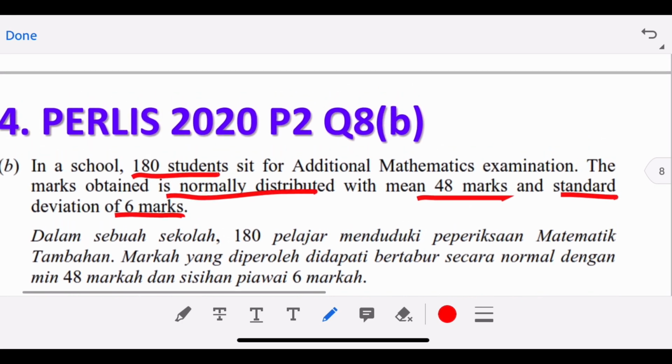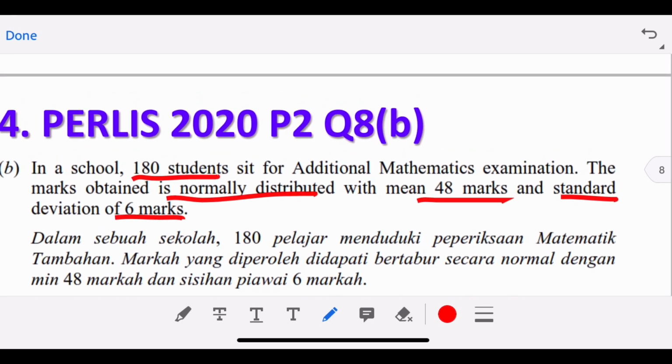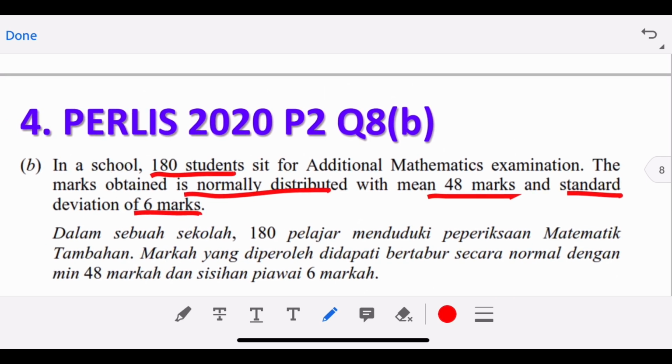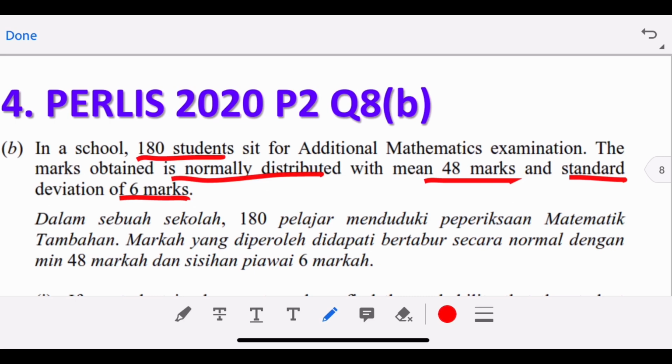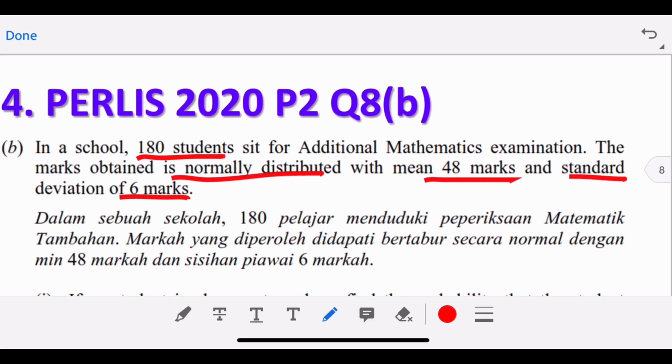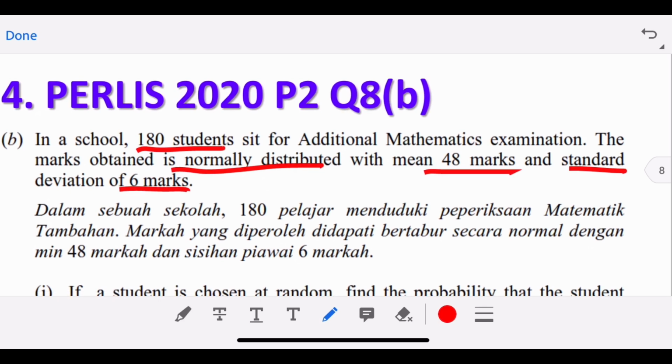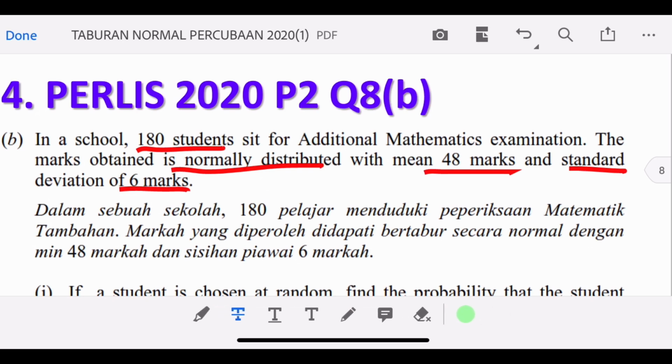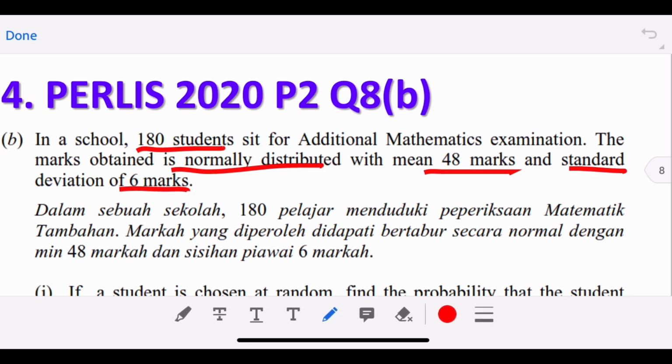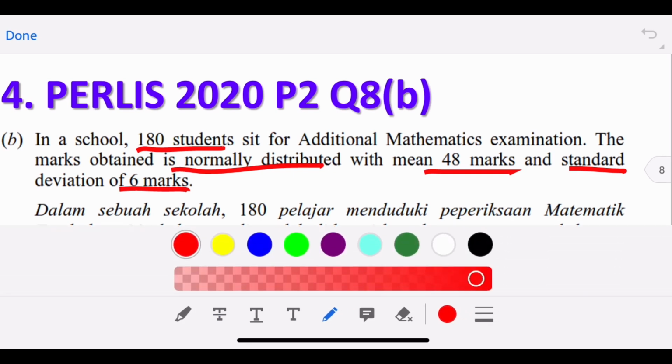Okay, so again we have 180 students with a mean of 48 marks and standard deviation 6. You can jot down, and then we are asked to find the probability for the students' marks between a certain range. Then after that we are given that 5% of the students fail, and we are asked to find the marks for the students who fail the maths. So it seems like you understand the question already. Now I will discuss all the steps with you, how to get the right answer.